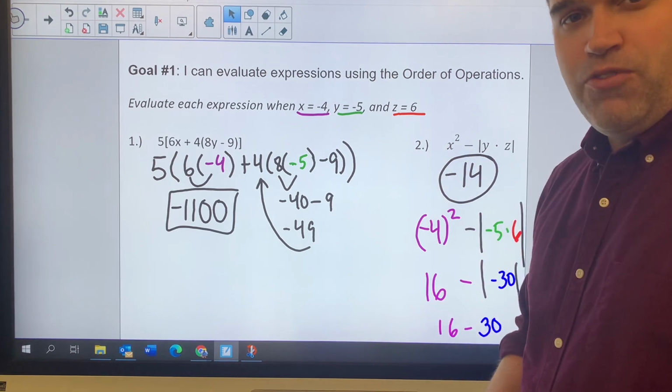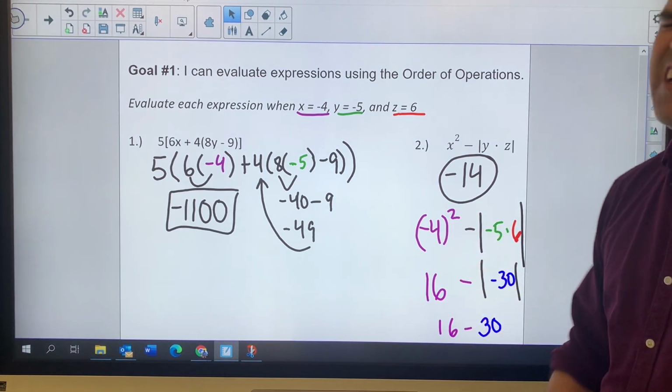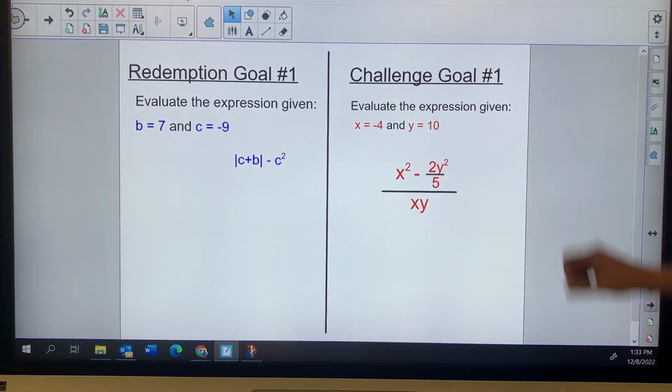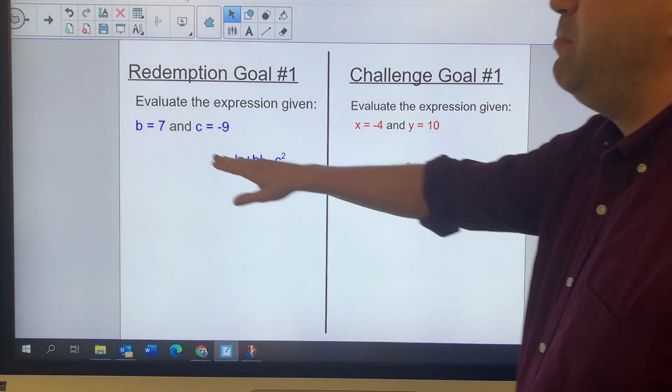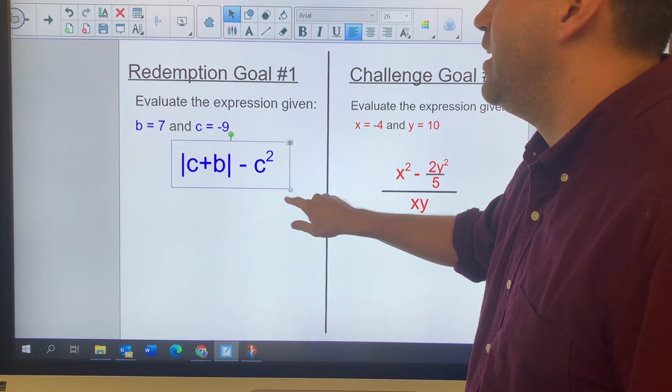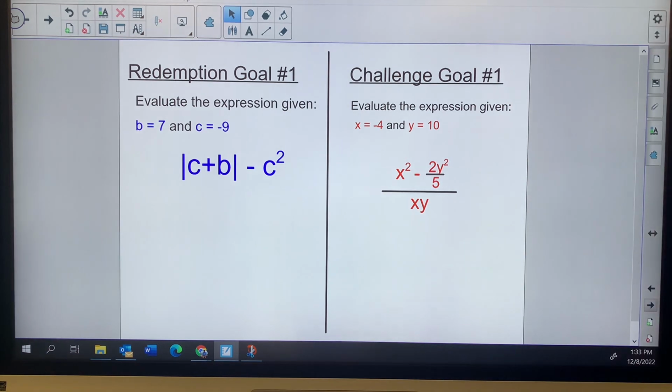If those problems went well for you, I got a challenge. If those problems didn't go so well for you, I've got a redemption. The redemption, if you got one or both of them wrong, go ahead and give this redemption a shot. You want to make sure that you're using b equals 7 and c equals negative 9 in your expression. Absolute value there, c plus b minus c squared. Again, you're going to have to not be tricked by that c squared.